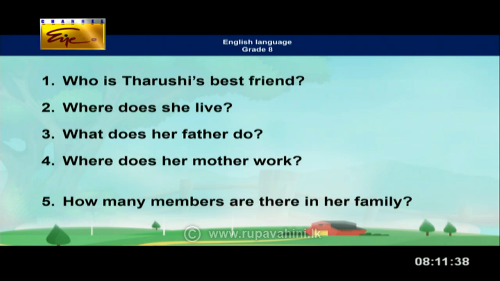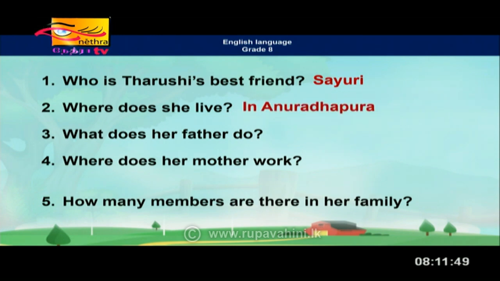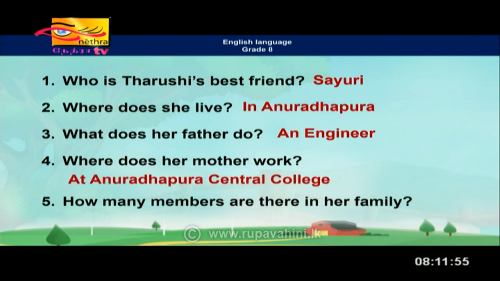So, let's check the answers. Who is Tushari's best friend? Sayuri. Where does she live? In Anuradhapura. What does her father do? An engineer. Where does her mother work? At Anuradhapura Central College. How many members are there in her family? 6. Yes, you can have it in words or in number, right?